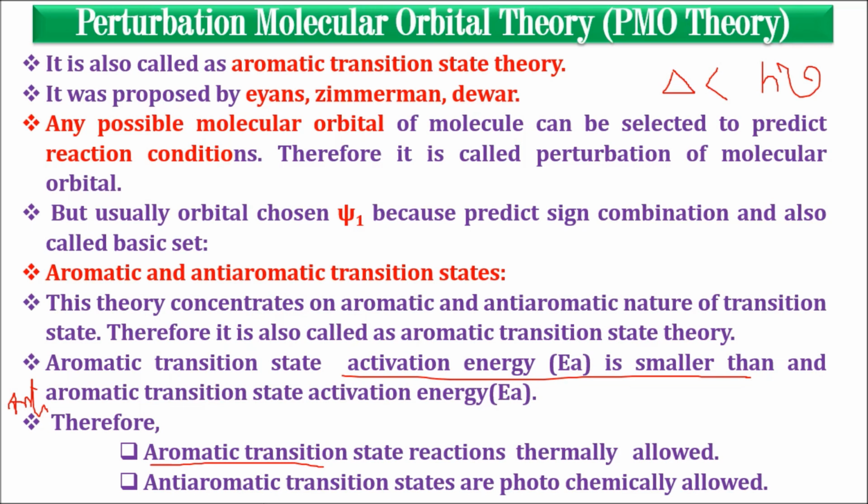So here just focus on what is perturbation molecular orbital theory. It is also called aromatic transition state theory or Zimmermann-Dewar model theory. So in examinations they ask to explain the pericyclic reactions based on perturbation molecular orbital theory, or simply they ask for PMO theory, or simply they ask for aromatic transition state theory. Sometimes they ask for Dewar-Zimmermann theory also.